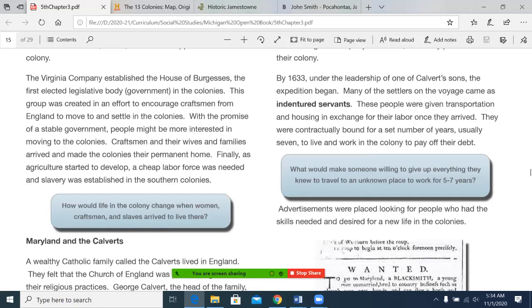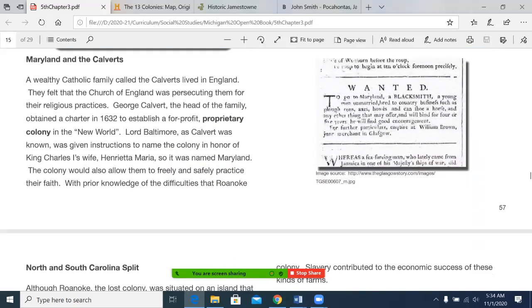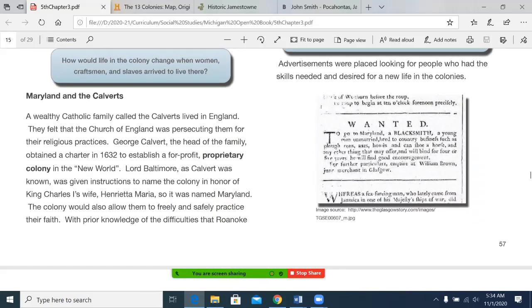So that's a lot about Virginia. And there's more that you can learn if you want to take the time to look at the links or research. And let's look at Maryland and the Calverts.